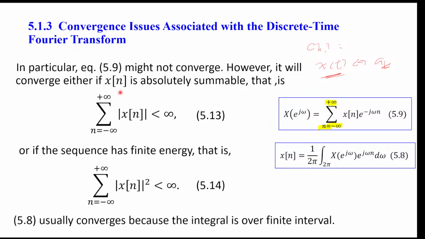The condition here is that our x of n should be absolutely summable. So the summation of the absolute value of x of n from minus infinity to plus infinity should be a finite value, or it has a finite energy. Here we don't have much proof. We just claim that this is true.